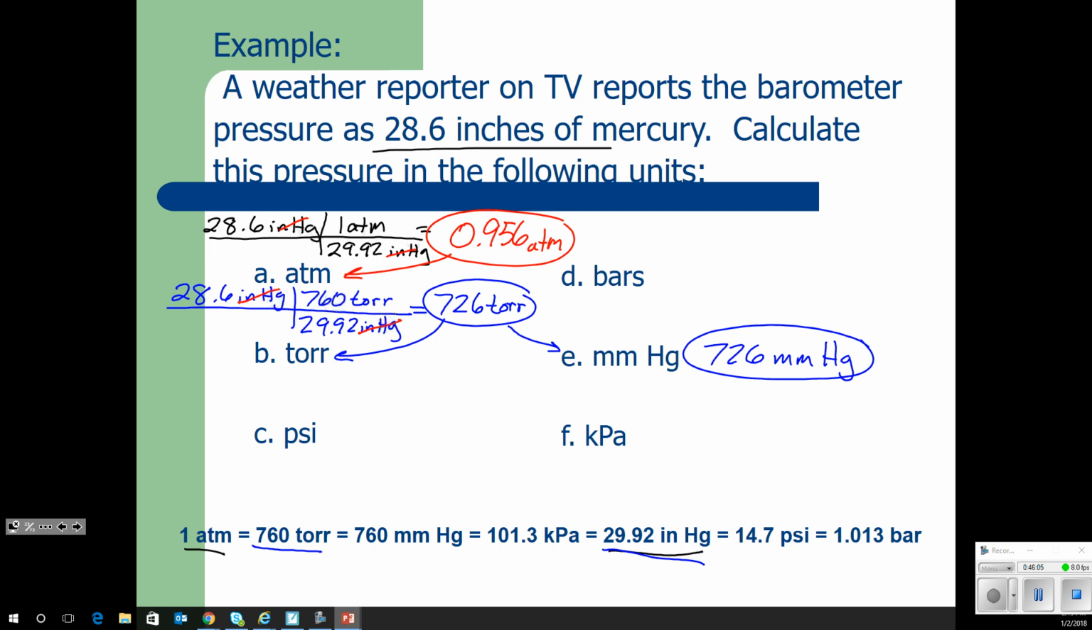I'm going to choose people to put it up. Will you put up PSI? Will you put up bars? And will you put up kPa? And you can choose your color.